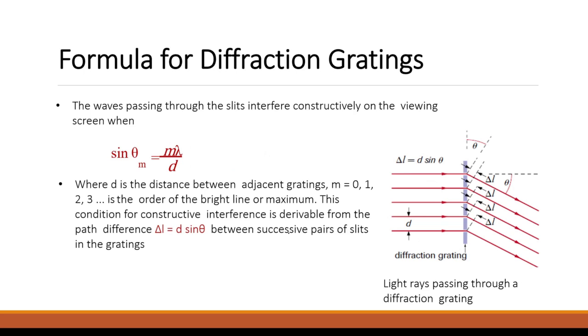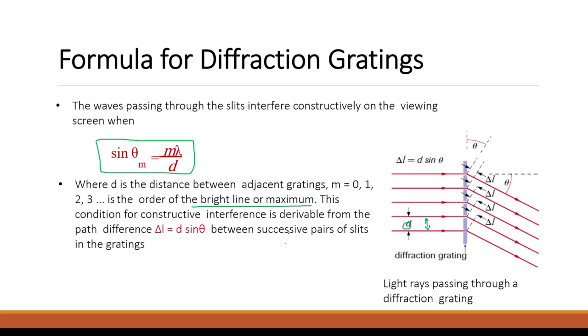So the waves passing through the slits interfere constructively on the viewing screen when we have sine theta_m equals m lambda over d, where d is the distance between adjacent gratings, the spacing between the gratings. M equals 0, 1, 2, and on is the order of the bright line, or maximum, similar to what we've seen before.